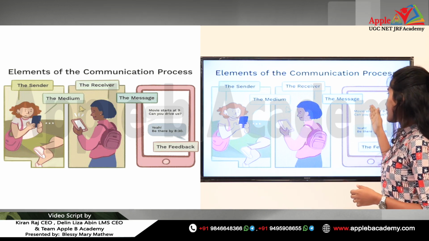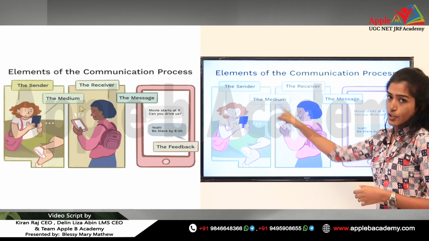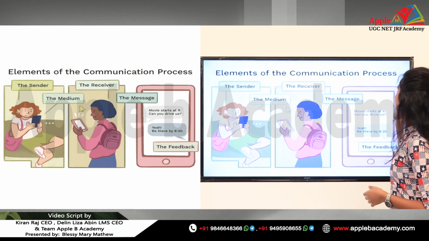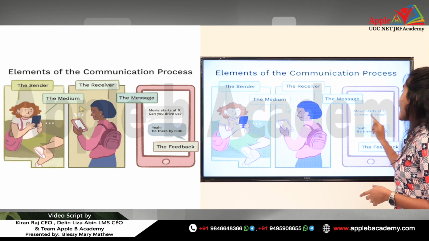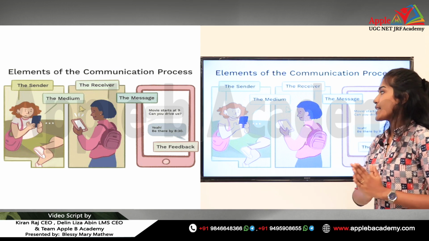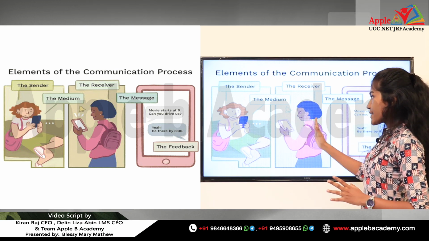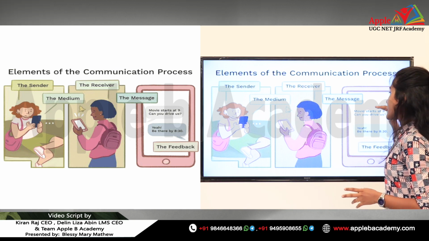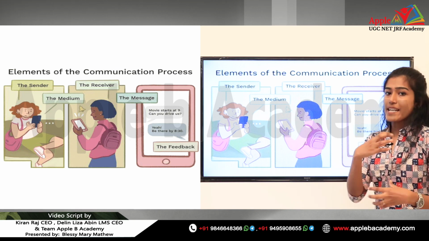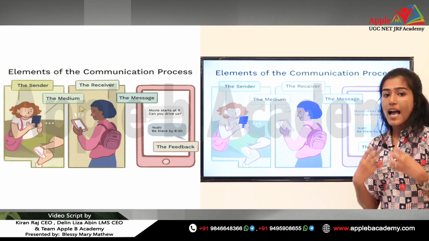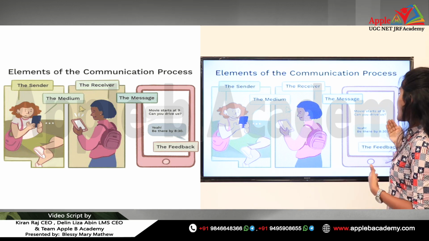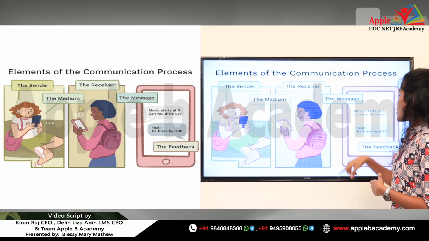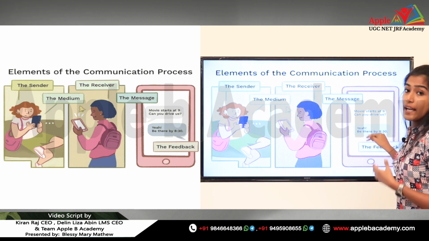And here you have the message that is sent by this girl to this one. The message is: movie starts at 9, can you drive us? That is the message that is sent by the sender to the receiver. So the receiver, after getting this message, interprets or decodes the message and understands it, and then she is giving a feedback to the sender. So the feedback is: yes, be there by 8:30.